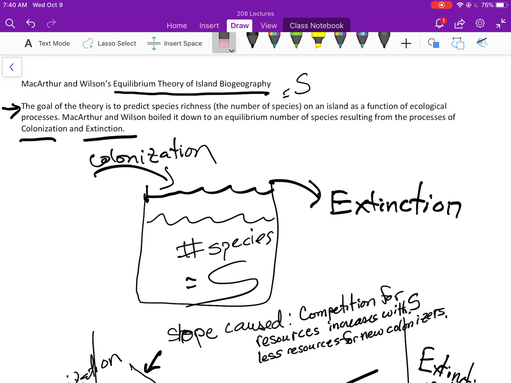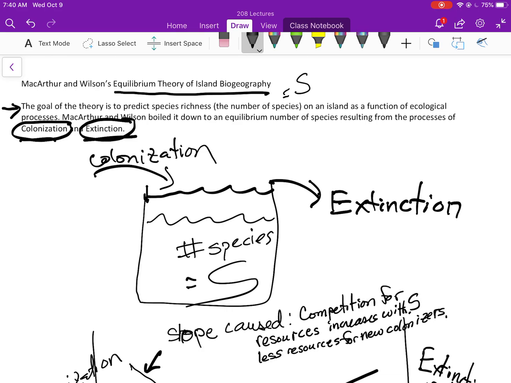This is MacArthur and Wilson's equilibrium theory of island biogeography. The goal of the theory is to predict the number of species on an island as a function of ecological processes. MacArthur and Wilson boiled this down to the processes of colonization, which we see here, and extinction.